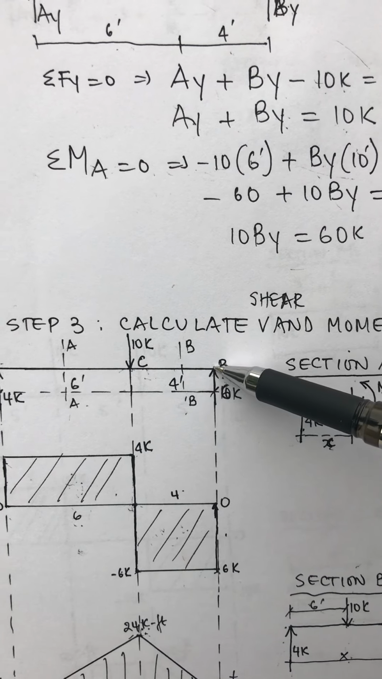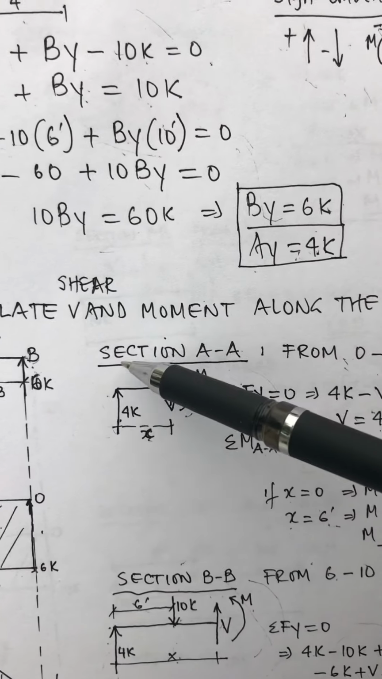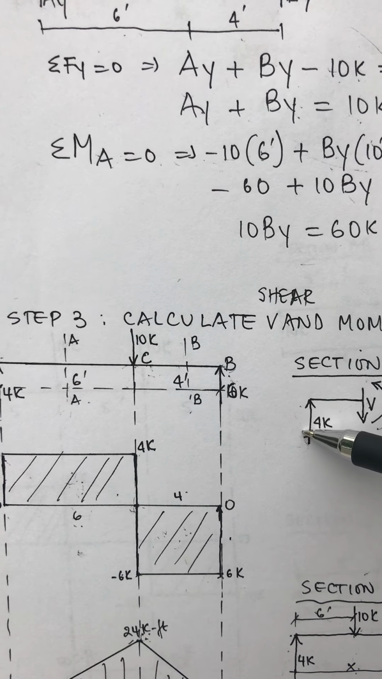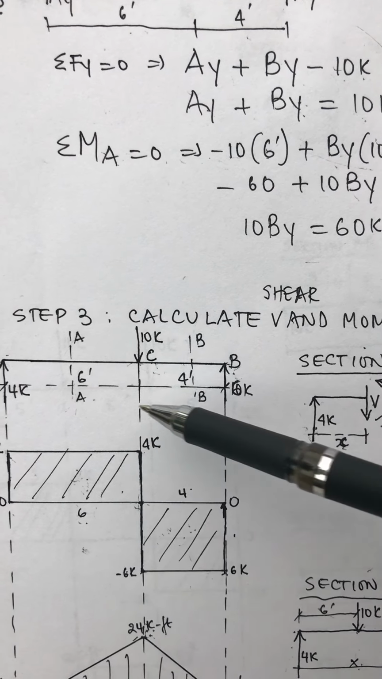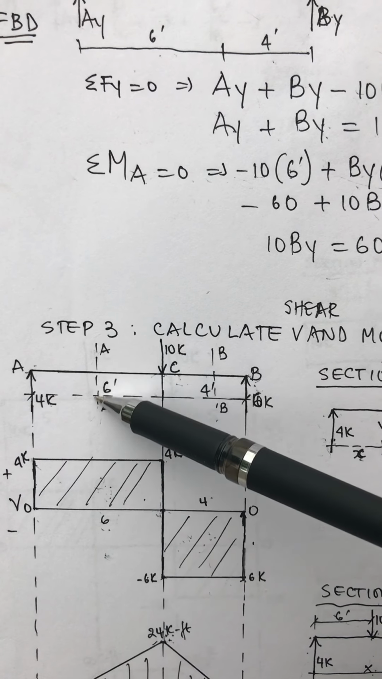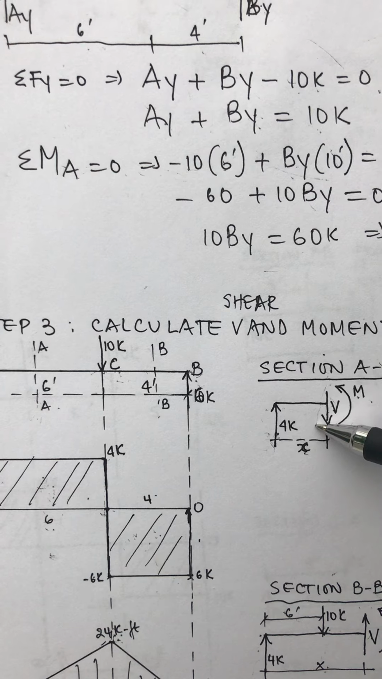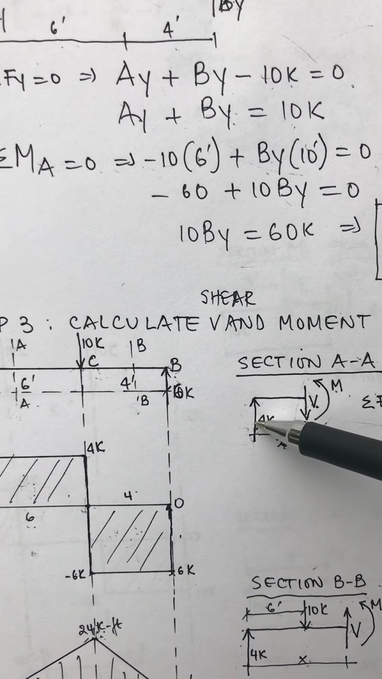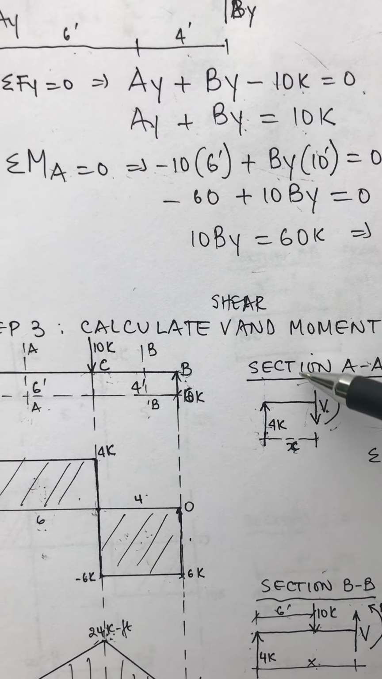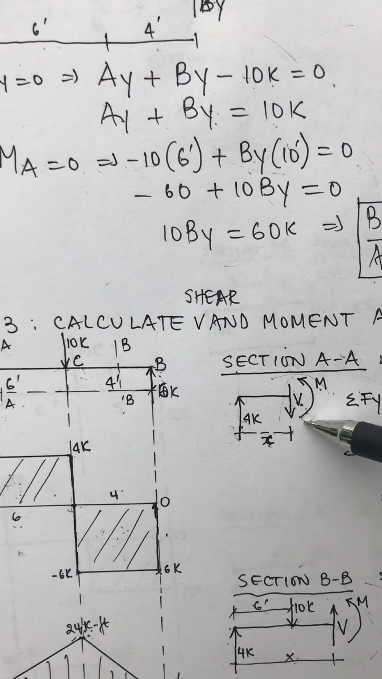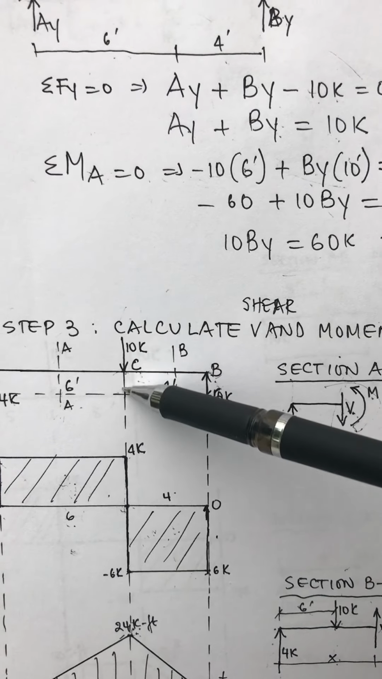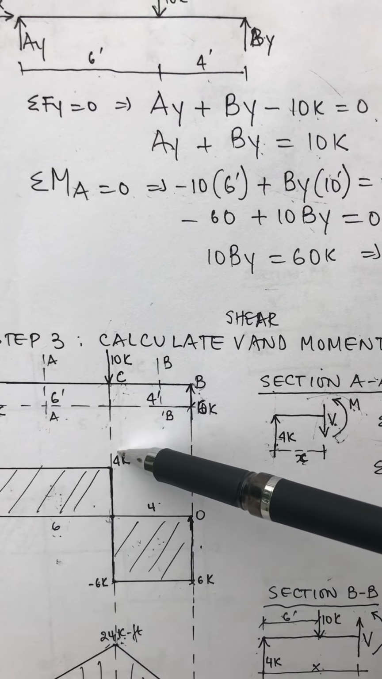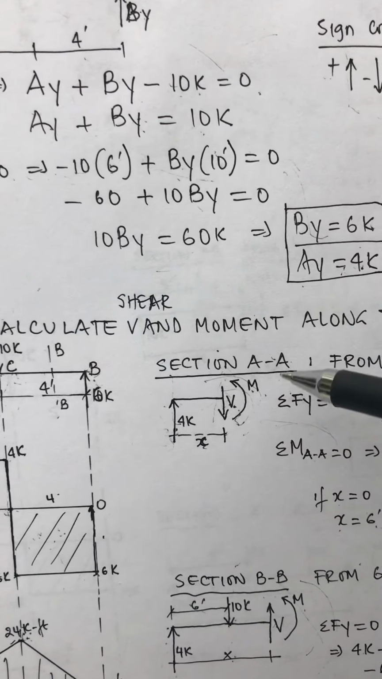So here we have a 10K load. Section AA, where we have our cut, is here. So I have my force 4K, that is right there, and the cut AA is right here. So when I cut it, I have my V force, that is the shear, going down, because here it goes up, and the moment around, that's the bending moment. Why? Because every time you have a force pressing on a beam, the beam has to bend. That's why they call this bending moment.